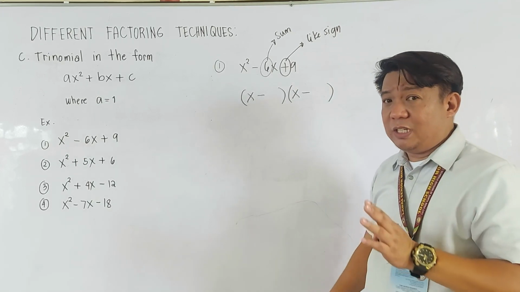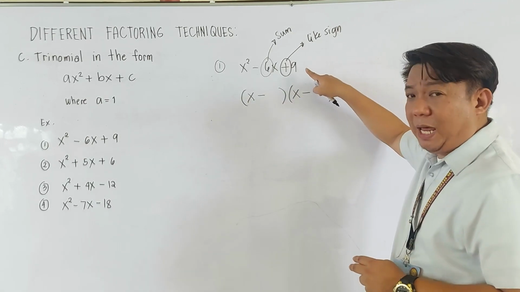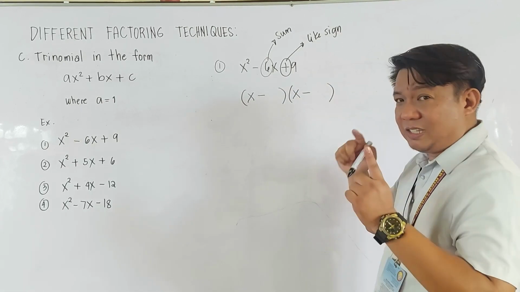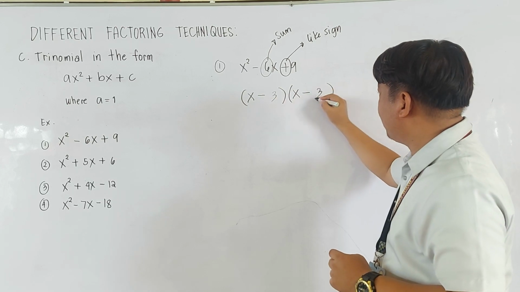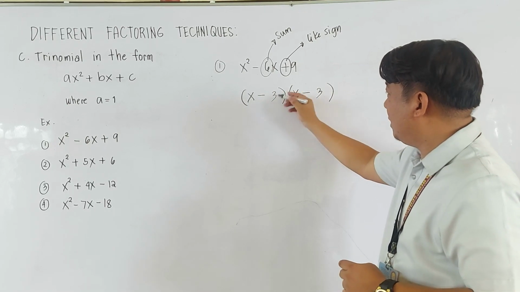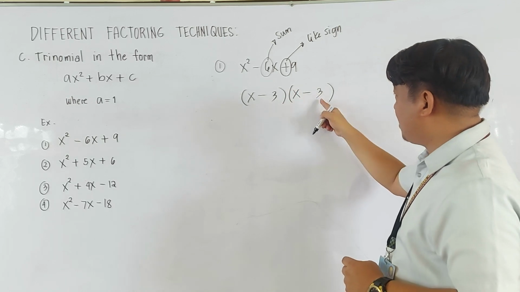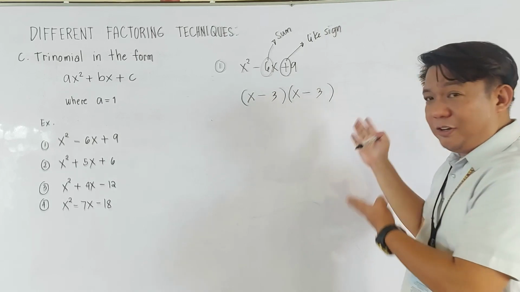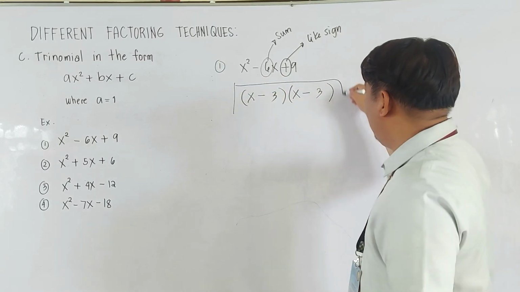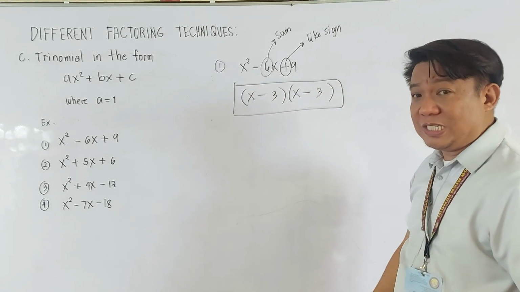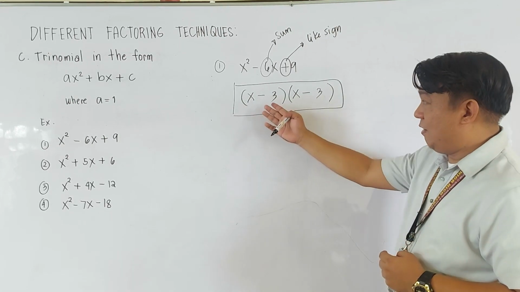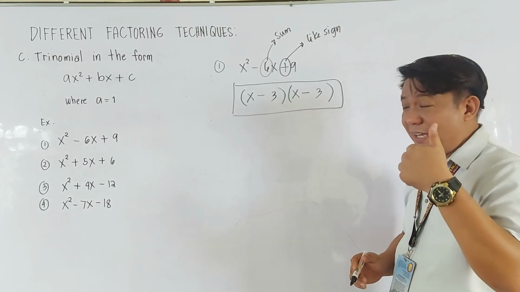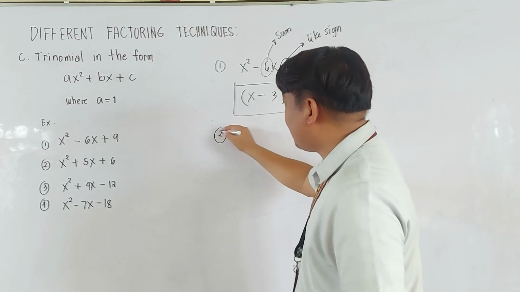Okay? And sabi natin, yung gitnang number ay sum siya ng dalawang number na pag pinag-multiply ay 9. So, isip tayo ng dalawang number na once we multiply, it is 9. And once we add, it is 6. So, that's 3. Okay? So, 3 times 3 is 9. And 3 plus 3 is 6. And there you have it. That's the factors of x squared minus 6x plus 9. We have x minus 3 times the quantity of x minus 3. Alright? Let's have another example.